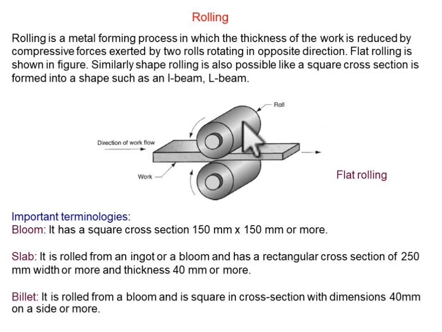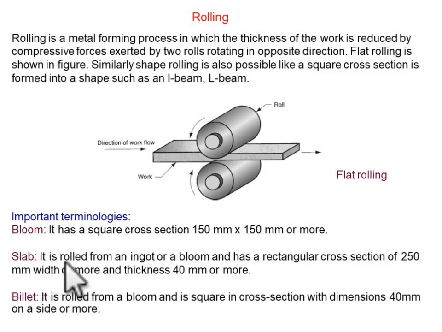So flat rolling is shown here, and similarly there are other types of operations, such as I-beam and L-beam. The I-beam is what we use in our rail tracks. The slab or workpiece specimen that we use in rolling operations is of different categories, and we can term them bloom, slab, and billet. If a workpiece or specimen has a cross section of 150 by 150 square, it is termed a bloom.